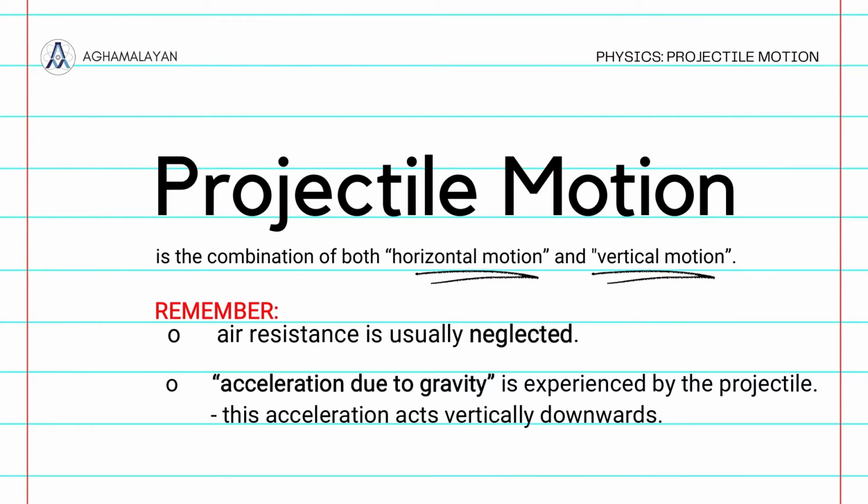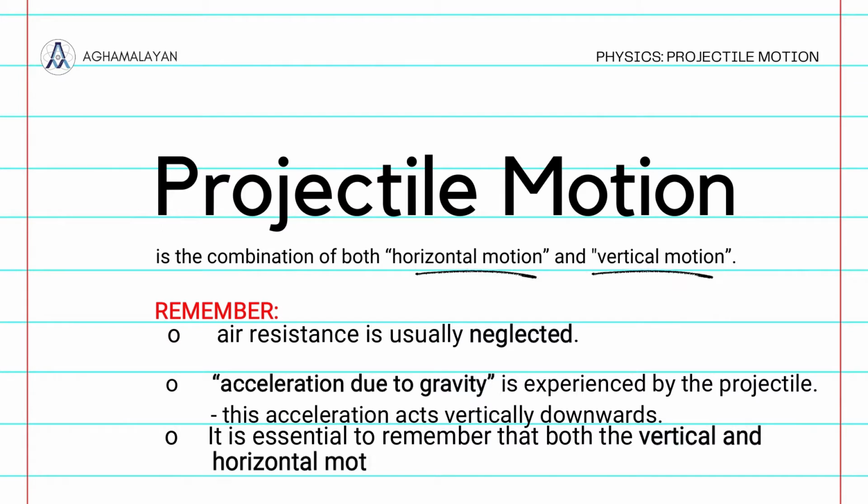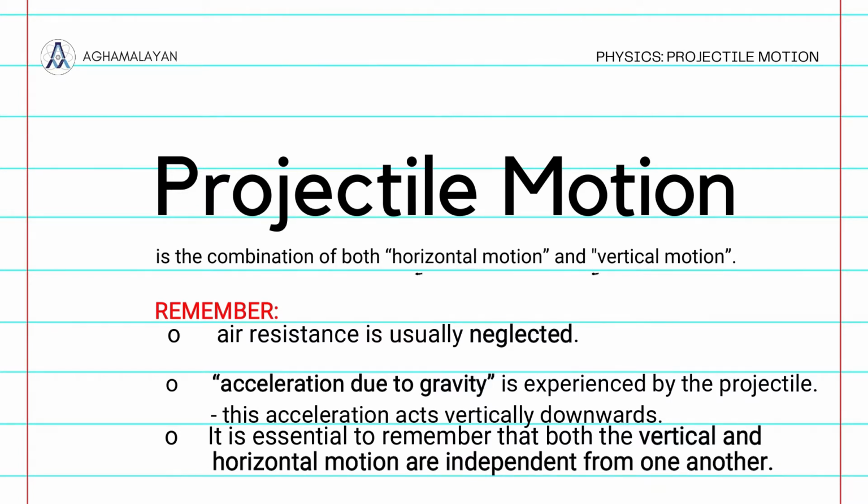When we analyze projectile motion problems or situations, it is essential to remember that both the vertical and horizontal motion are independent from one another. Basically, what that means is that they don't affect each other. The vertical motion doesn't affect the horizontal motion, and the horizontal motion does not affect the vertical motion in any possible way.